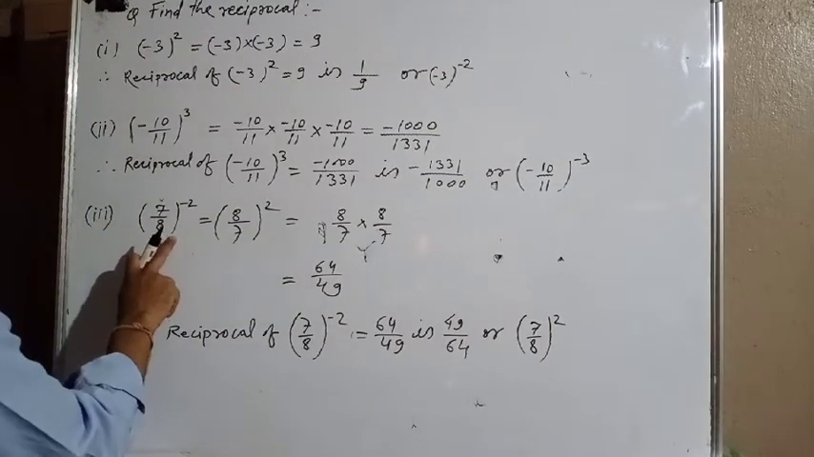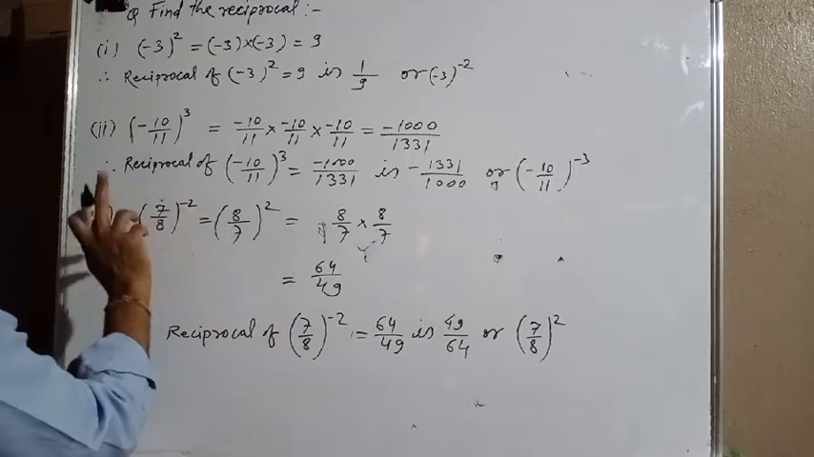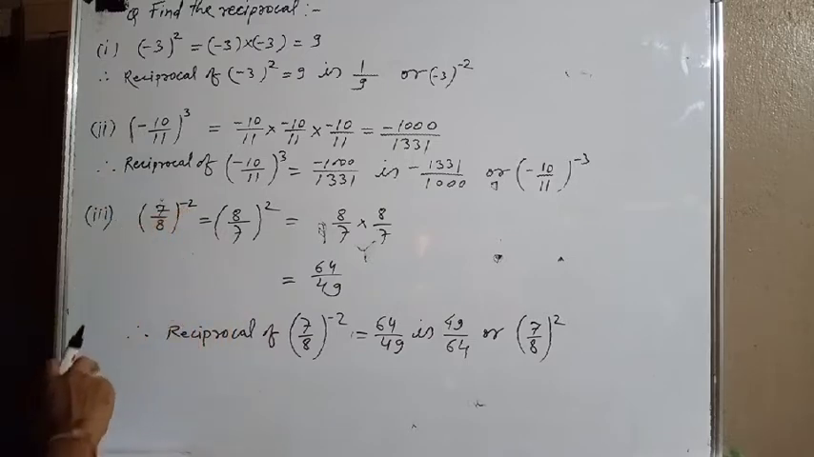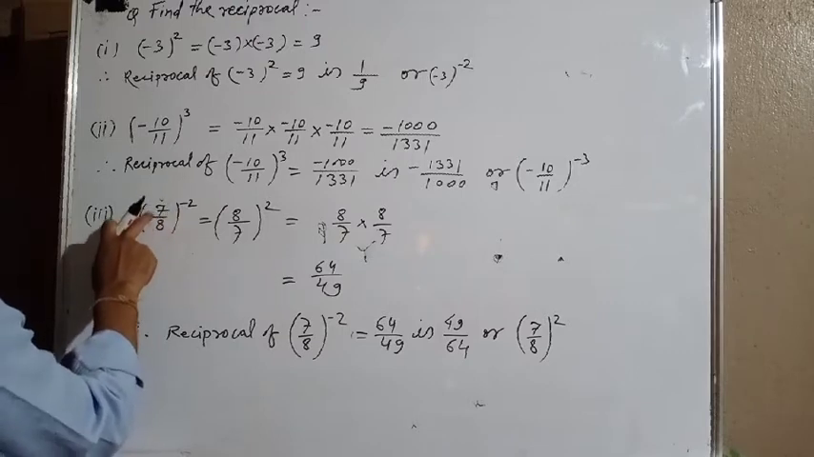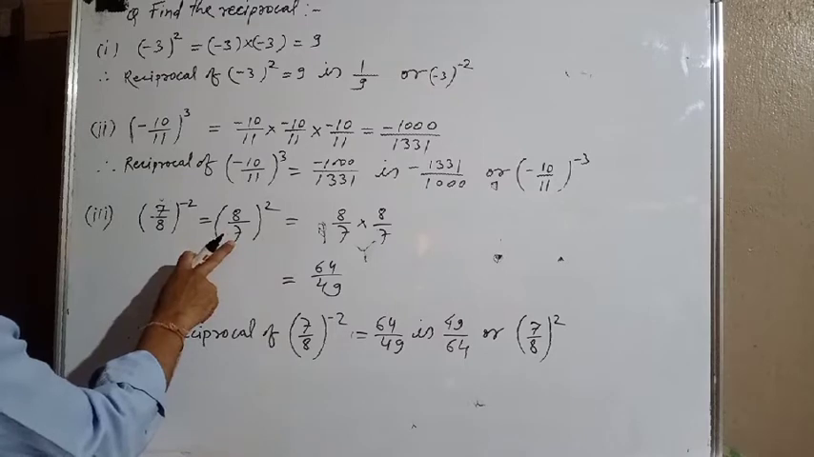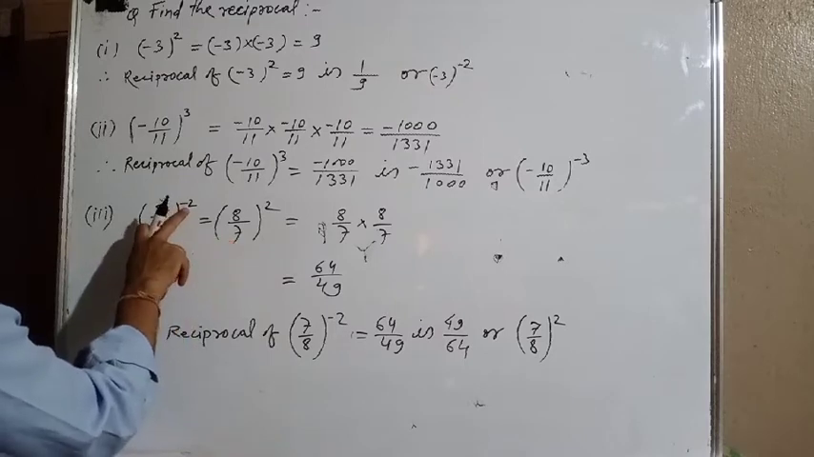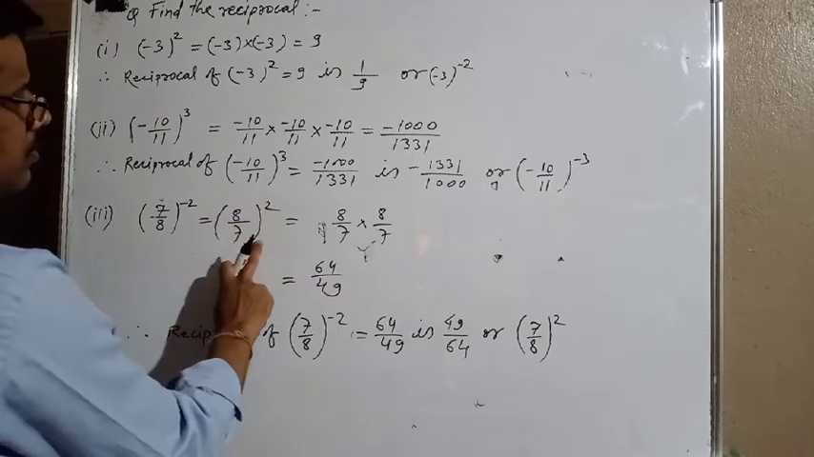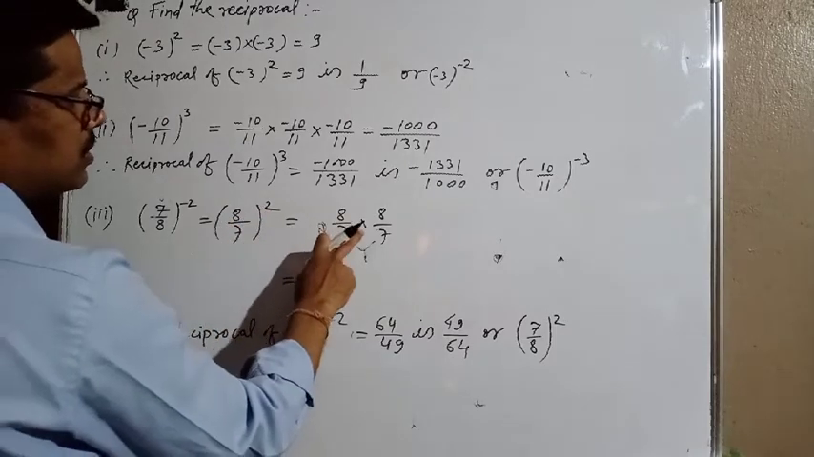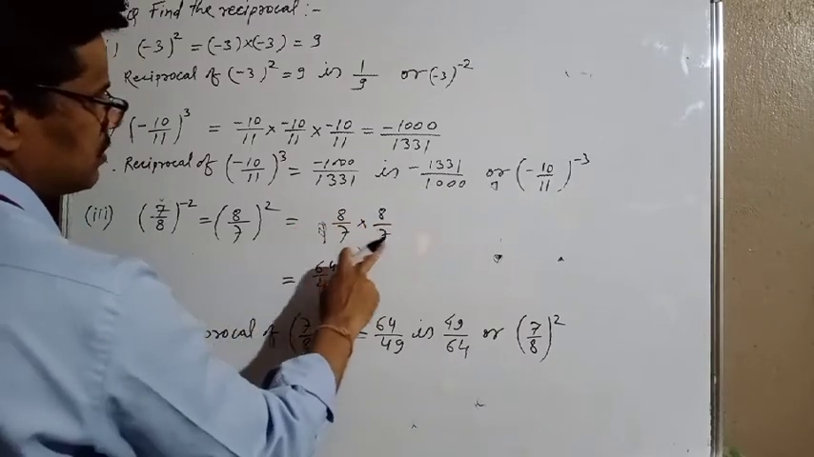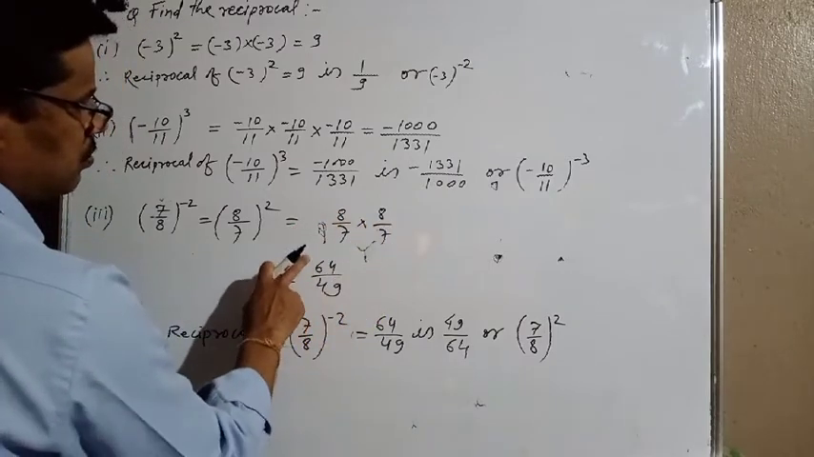Now let's see this question. Here 7 upon 8 power negative 2. I want to simplify it. So first you have to make its power positive. You know how to make the power positive? Write the reciprocal of 7 upon 8. So 7 upon 8 becomes 8 upon 7, and the negative power becomes positive. Now 8 upon 7 power 2. How many times will you write it? 2 times. 8 upon 7 into 8 upon 7. Now you simplify. 8 times 8 is 64, 7 times 7 is 49. So we got 64 upon 49.